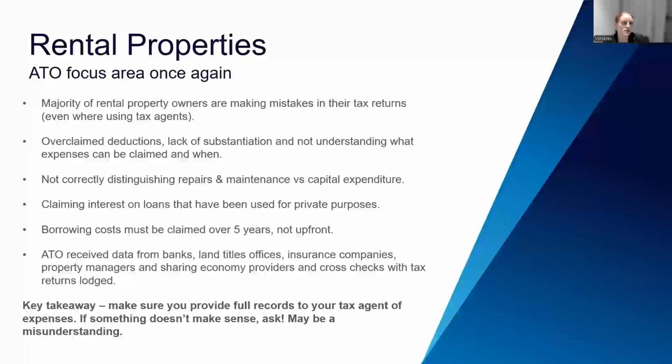The ATO also emphasises that they receive data from banks, land titles offices, insurance companies, property managers and sharing economy providers, and they cross-check this information with tax returns lodged. That is how they are picking up on the mistakes being made in the tax returns. So a key takeaway: if you're a client using a tax agent, make sure that you provide full records of expenses to your tax agent. And if something doesn't make sense, please ask us, as there may just be a misunderstanding.